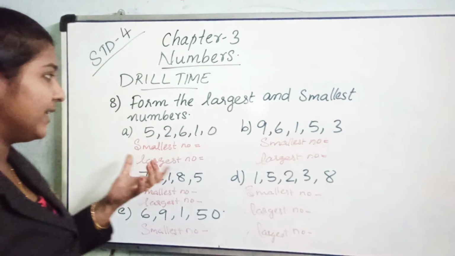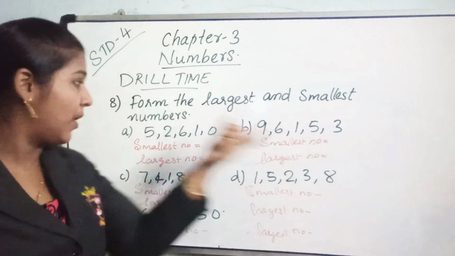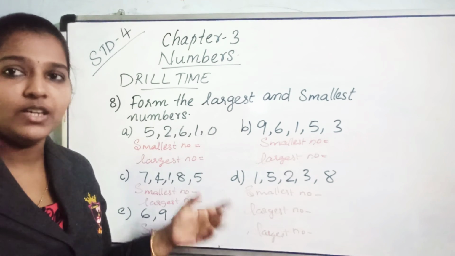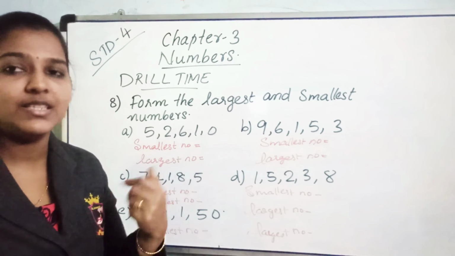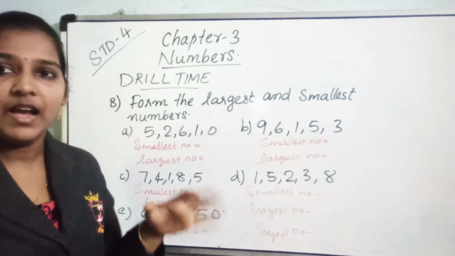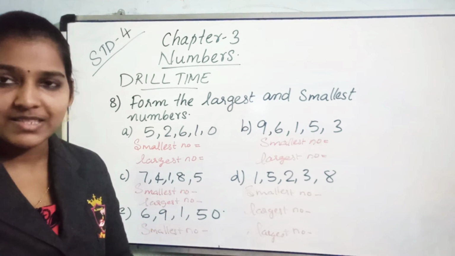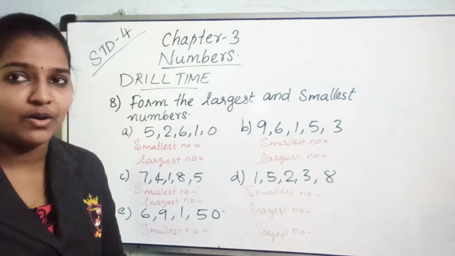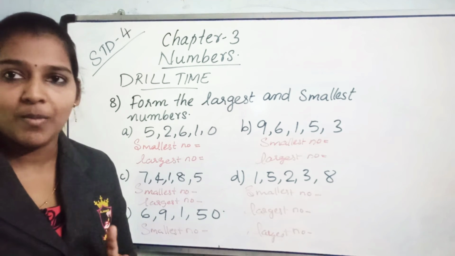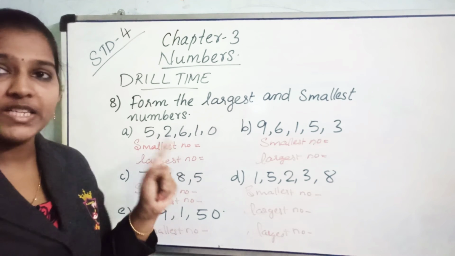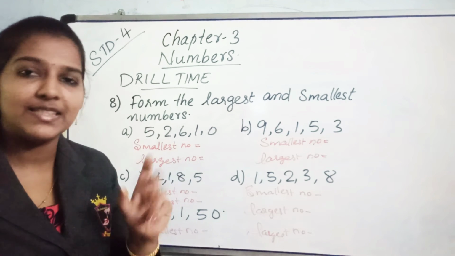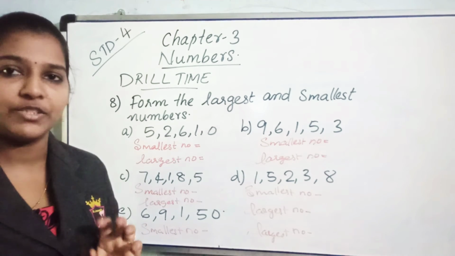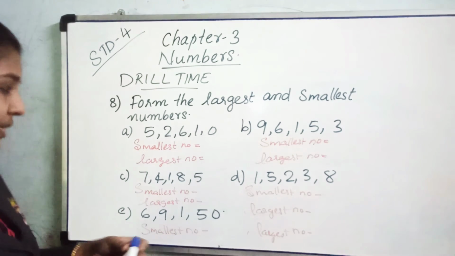Now the next question. Form the largest and smallest numbers using the given digits. So some digits are given here. You have to form the largest and smallest number using these digits. And we know to get the largest number, we have to arrange the given digits in descending order without putting the comma between them. And to get the smallest number, you have to arrange the given digits in ascending order without putting the comma between them. Okay, so let's do this.